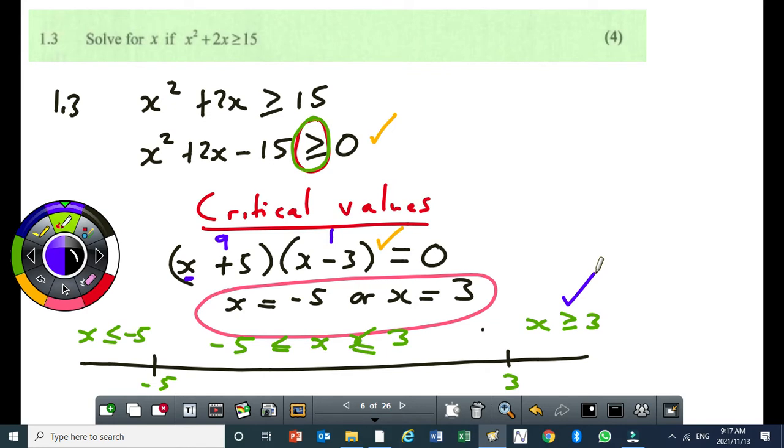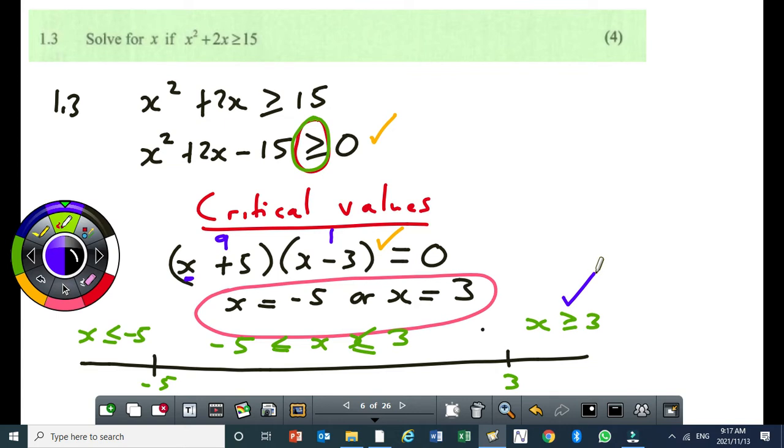Because 3 is included, you do the full circle above 3, right? You draw the circle above the line and fill it in. But you see, you're at grade 11 level now, you won't get a question like that. That used to happen in grade 10. You never get a question saying, represent your solution on a number line. You never get that in grade 11. So you just write the solution.